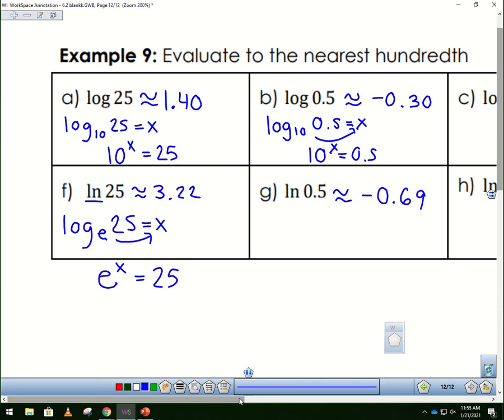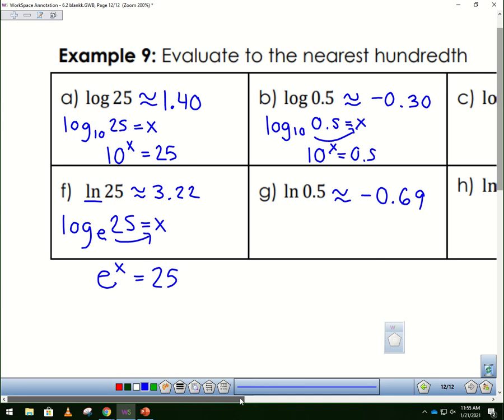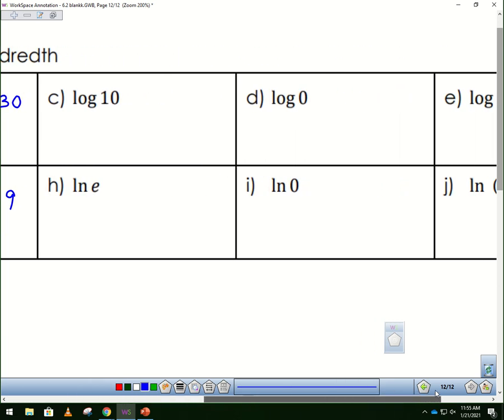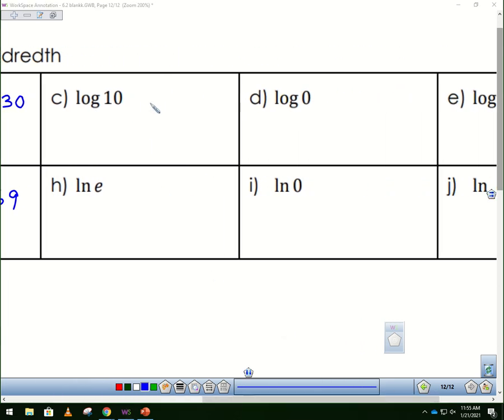So everybody's starting to get the idea of these, how to do them, what they mean. So this one here, log base 10. Now let's think about what this means. Log of 10. Remember, log is an implied 10, so log base 10 of 10 is equal to some variable x. So 10 to the x power is equal to 10. What must x be on this one? 1. And if you type in 10 on your calculator and hit the log button, what do you get? 1. So that's why.